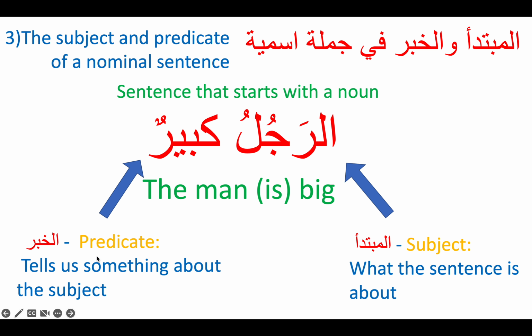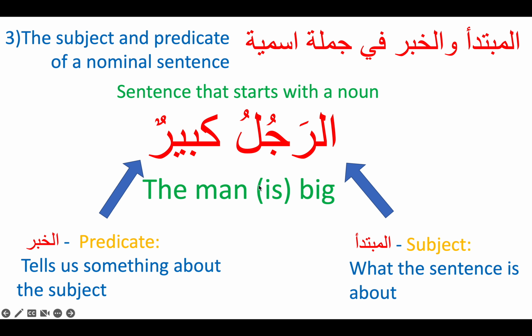Now we've got the predicate, the khabar. Now khabar in Arabic means news. Okay, so think of it as news, it tells us something about the subject. This is telling us something about the man. It's telling us that he is big, kabirun. And also we can see here from the usage that the predicate is in the nominative case and it's indicated by the tanween. So kabirun.